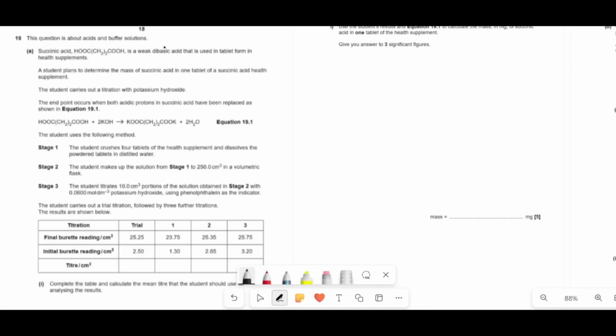So this question's about acids and buffers. Succinic acid is a weak dibasic acid that is used in tablet form in health supplements. A student plans to determine the mass of succinic acid in a tablet of succinic acid health supplement. They carry out a titration with potassium hydroxide.